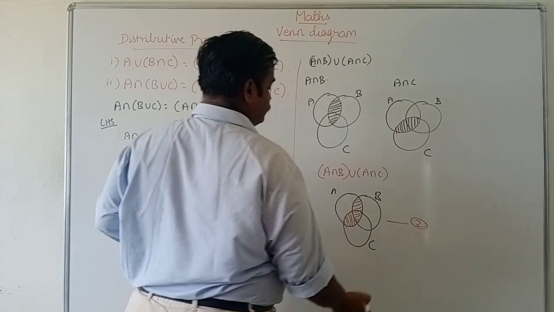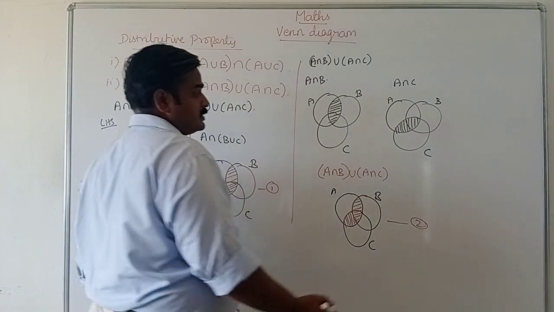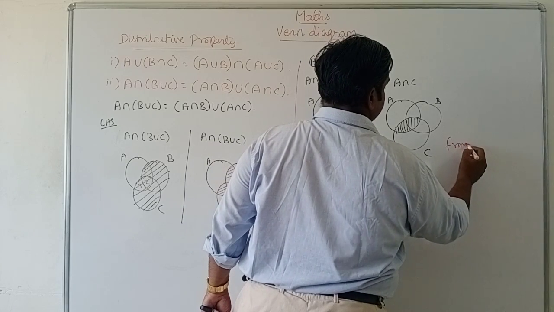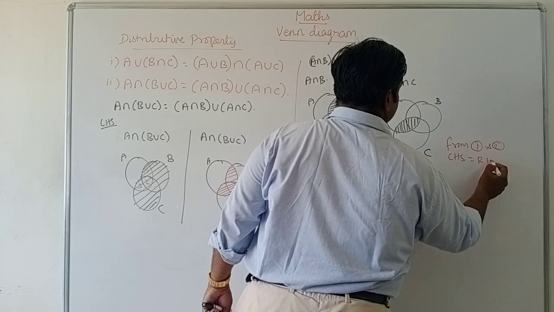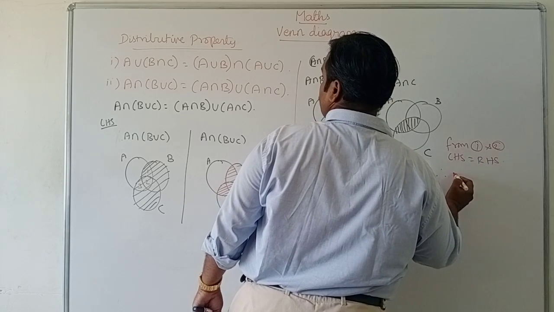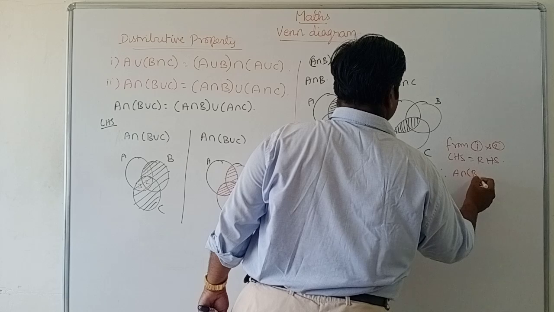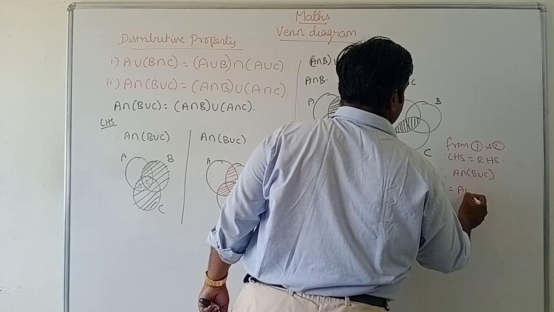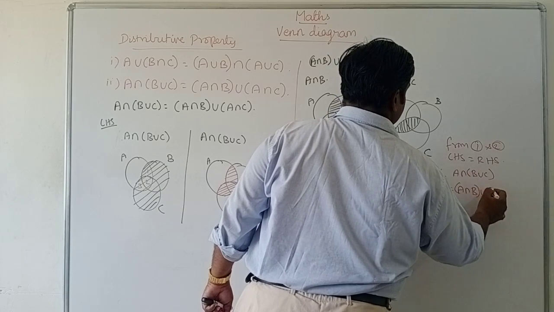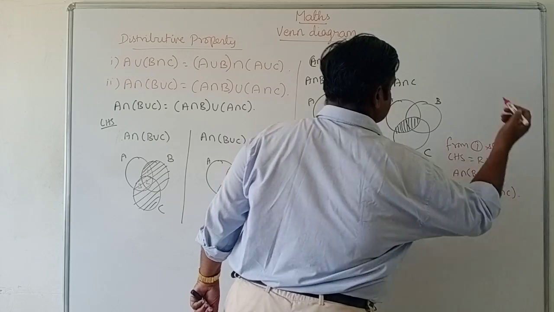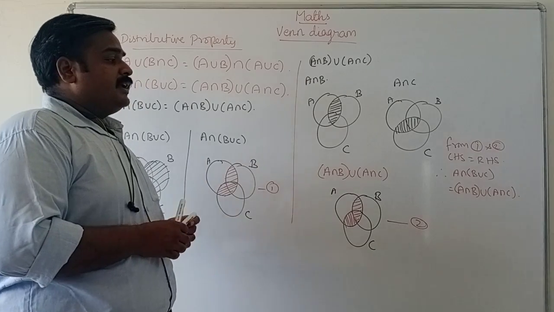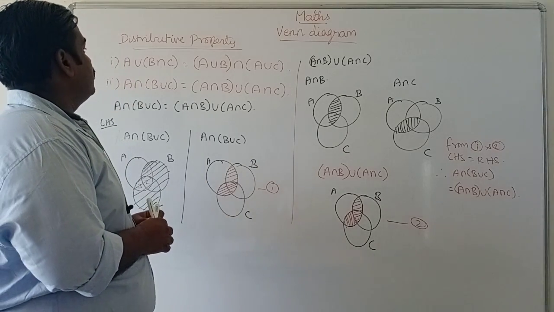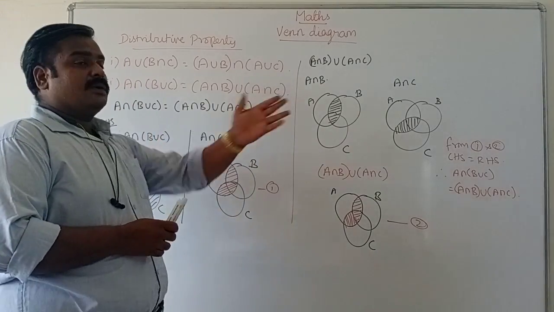Take this one as 2. 1, 2. Once again you can write, from 1 and 2, LHS is equal to RHS. Therefore A intersection B union C is equal to A intersection B union A intersection C. So this is the distributive property of intersection over union. We have verified this using the Venn diagram.